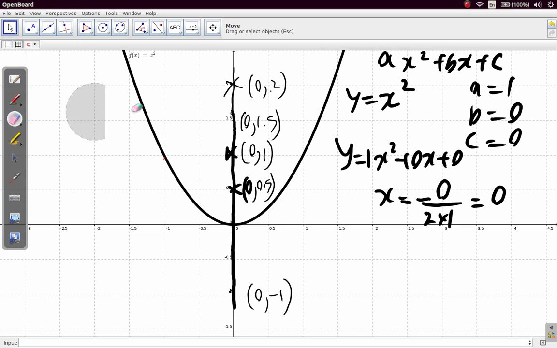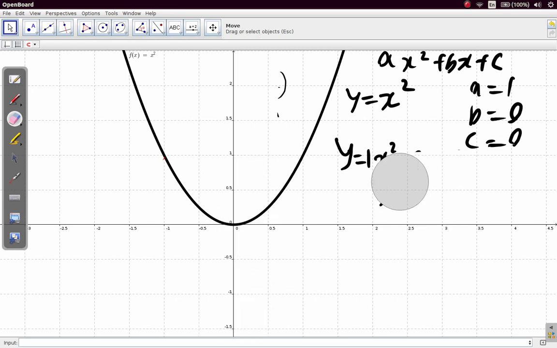Now, looking further at the axis of symmetry, let's make some modifications to this graph and find a new axis of symmetry for a new graph.